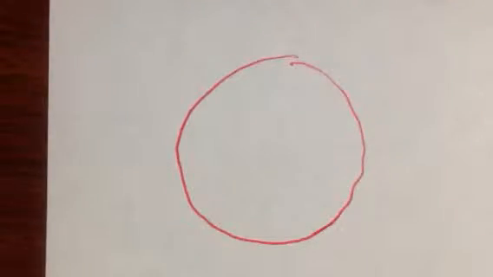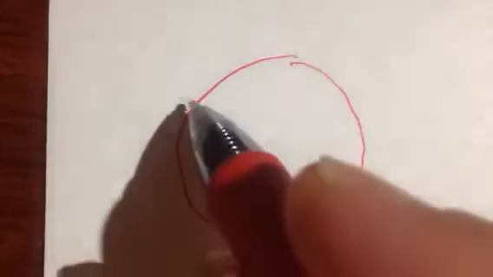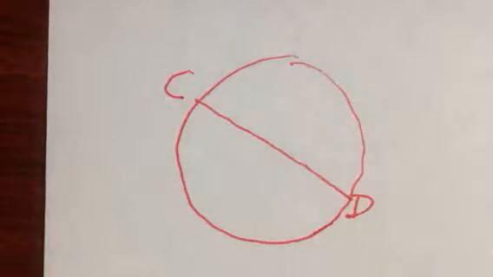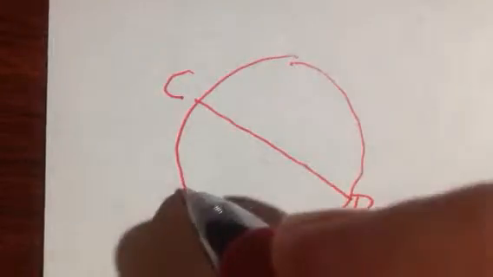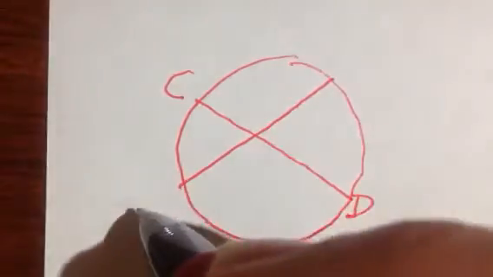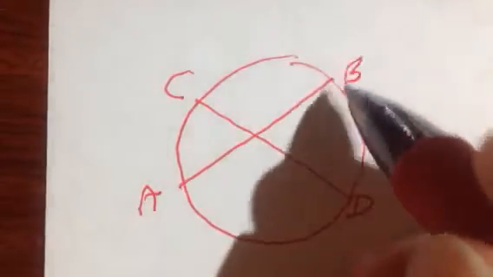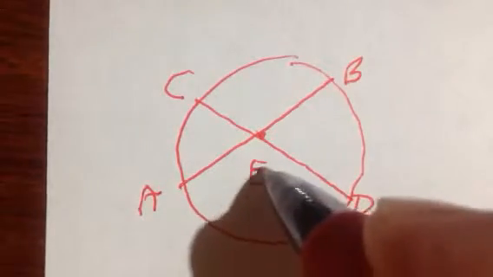Now we will discuss Theorem 10.15. If two chords intersect in the interior of a circle, so for example, let's draw a circle, and let's draw a chord CD, such as that, and another chord AB, such as that, and let's say they intersect in point E.